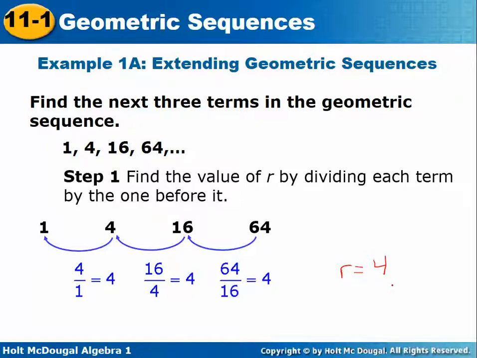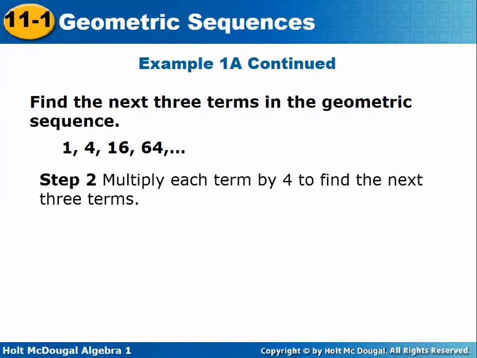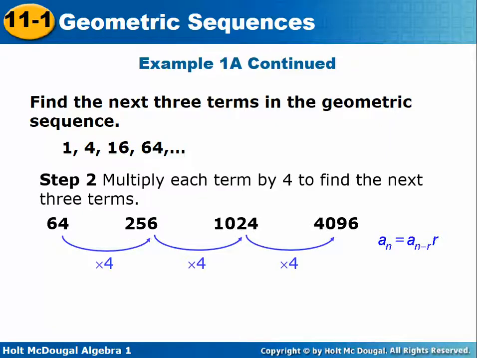Once you know what the common ratio is, you find the next term by multiplying the previous term by the common ratio. So the next term is going to be 64 times 4, and then you'll take that answer times 4 to get to the next term. On the next page here, we'll see this. 64 times 4 is 256, 256 times 4 is 1024, and 1024 times 4 is 4096. So there are your next three terms in this geometric sequence.